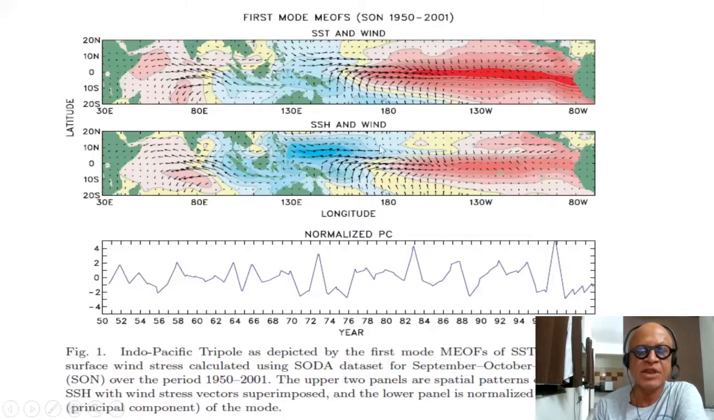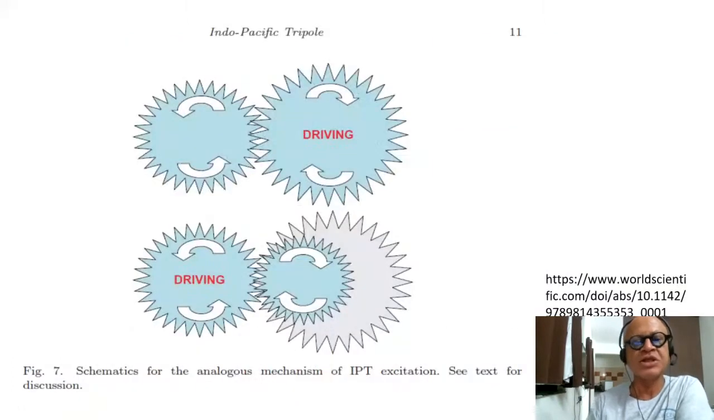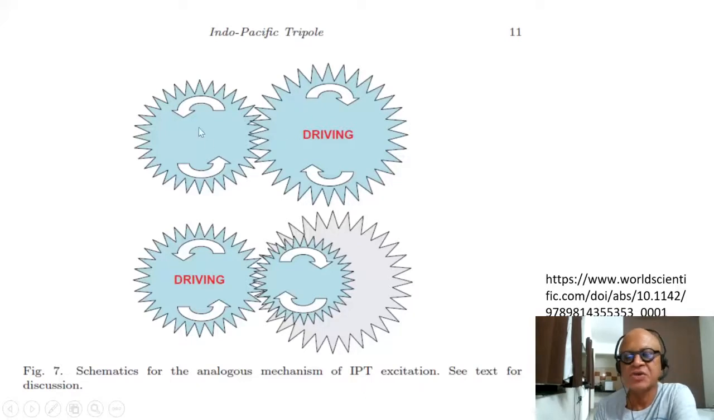So in the end, it may turn out that the strong influence of the Indian Ocean on the Pacific and the IOD may be part of this kind of Indo-Pacific tripole. And Dake Chen kind of puts it in this perspective, where he says the Pacific is the big gear and the Indian Ocean is the small gear. So the big driver is controlling most of the time, but sometimes the Indian Ocean is able to be the driver.